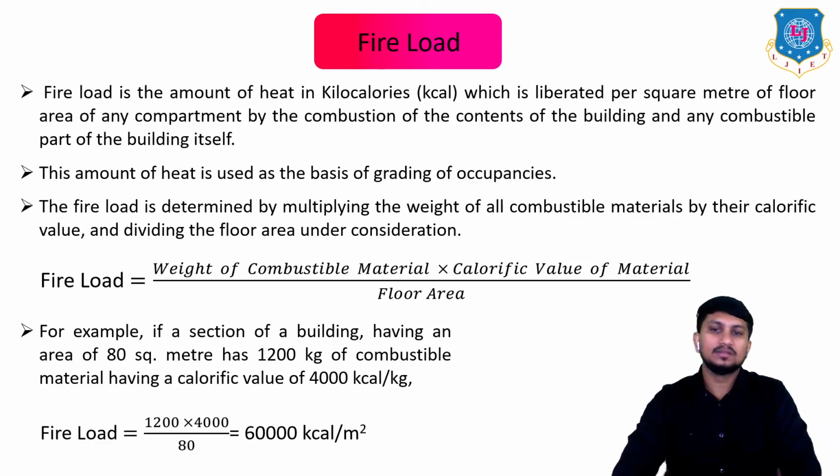For example, if a section of building having an area of 80 square meter has 1200 kilogram of combustible material having calorific value of 4000 kilocalorie per kilogram, the fire load can be calculated by 1200, which is the weight of combustible material, times 4000, which is the calorific value of this material, divided by 80, which is the floor area. So the fire load is 60,000 kilocalorie per meter square. So you can clearly see the unit of fire load is kilocalorie per meter square.